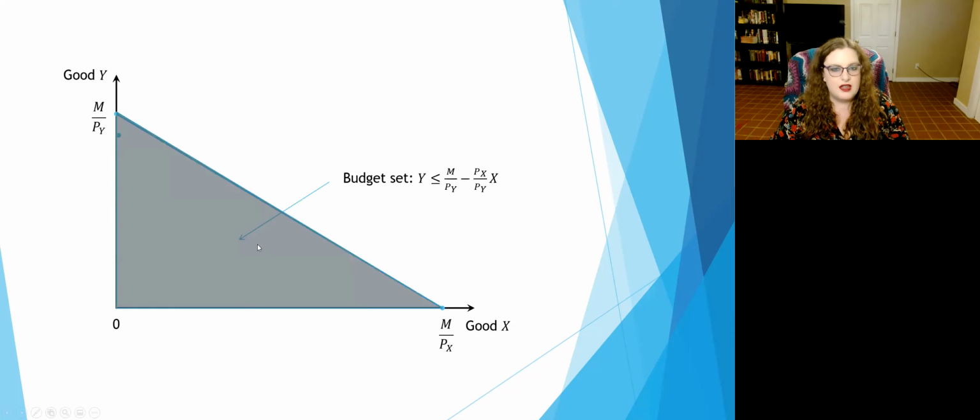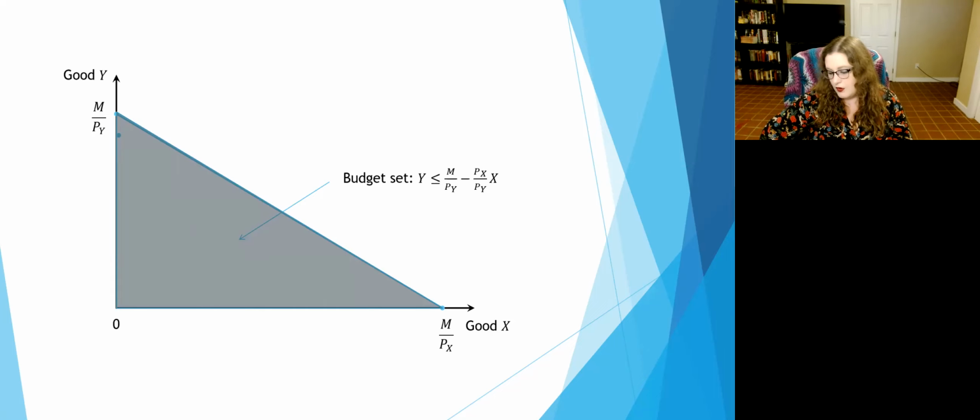All right, so our budget set is just any set less than or equal to the amount of money divided by P that we get. So this intercept right here, the price of X divided by the price of Y, that's just the slope, right? It's the relationship in between our prices times X.